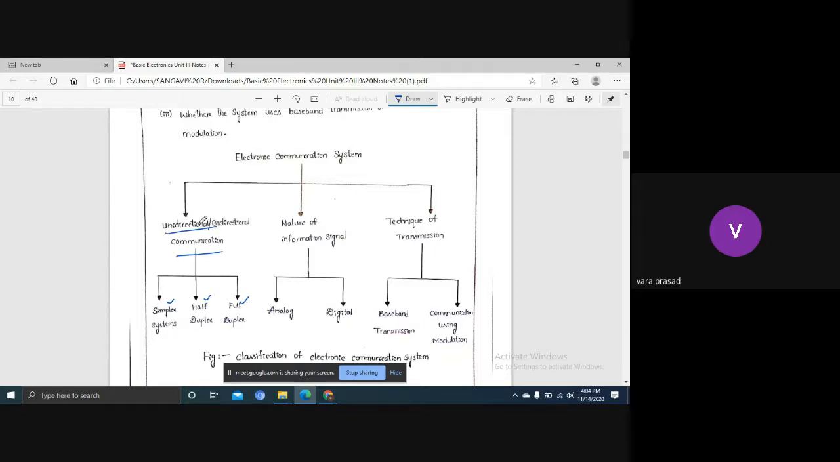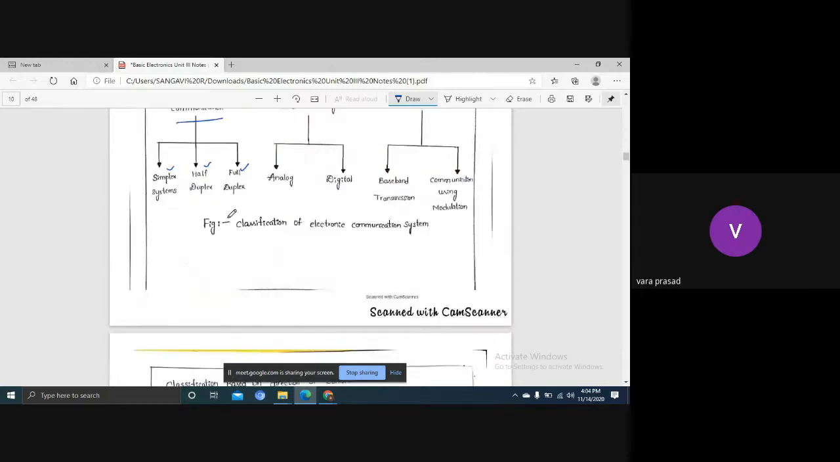Nature of information signal: if the information signal is analog, that is analog communication. If the information is digital, then that is called digital communication. Technique of transmission: baseband transmission and communication using modulation. This is the classification of electronic communication systems.